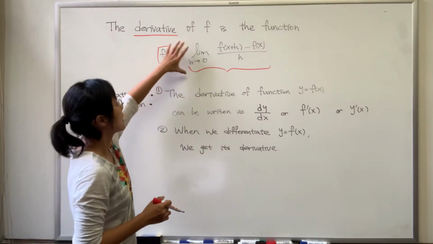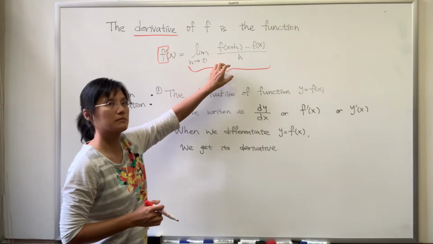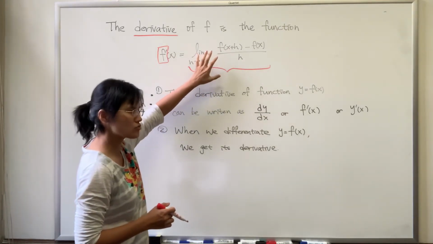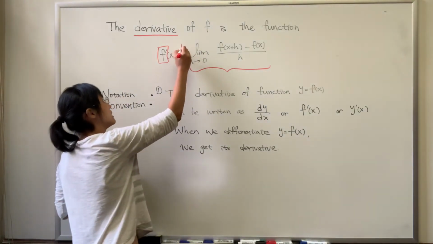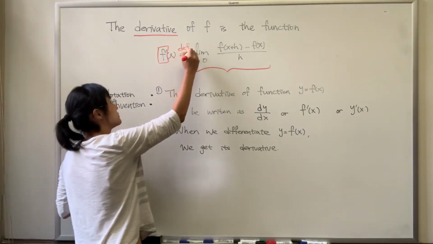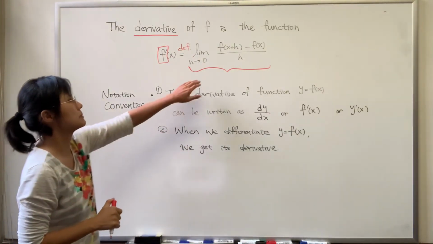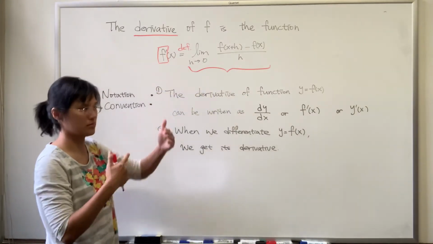And this formula looks a little tedious. We're gonna see examples, but for now, just don't worry about it. Just write down the definition. This is how the derivative of a function is being defined. And if this limit exists, then you say f is differentiable.